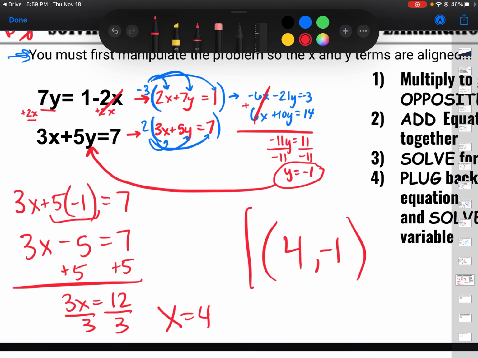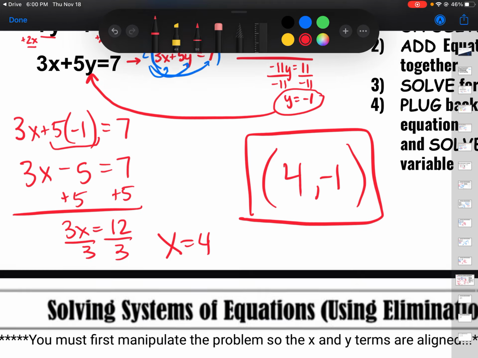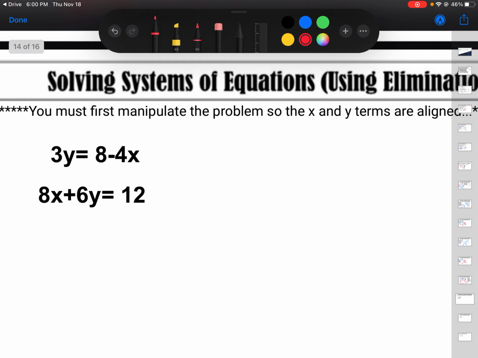4, comma, negative 1. So compare that to the work that you had to do for the substitution version of this question. In my opinion, this way is a little bit easier, but that is my opinion. If you get to one like this on your test and it says use any method, then you get to choose elimination or substitution. Let's do another one like it.